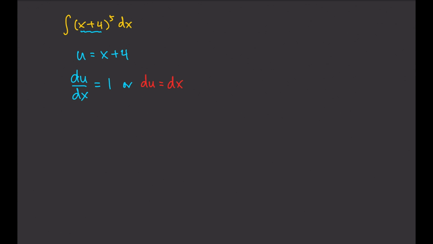So now we are settled. We're done with setting up the substitution. Now we're gonna do the substitution itself. So that will be the antiderivative of, now instead of writing x plus 4, I'm gonna write u, because x plus 4 is equal to u. The 5's gonna stay, and the dx becomes du, because du is equal to dx based on the substitution.